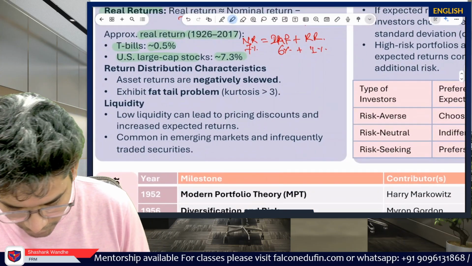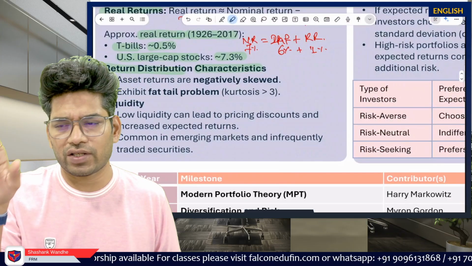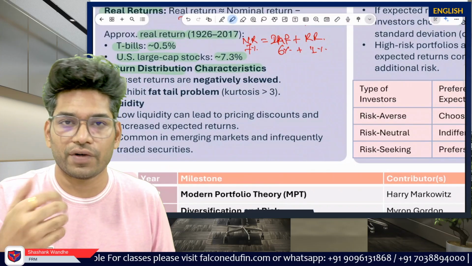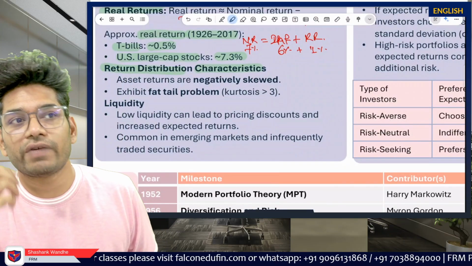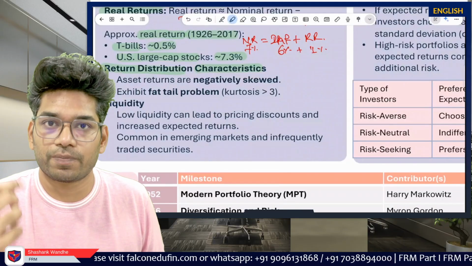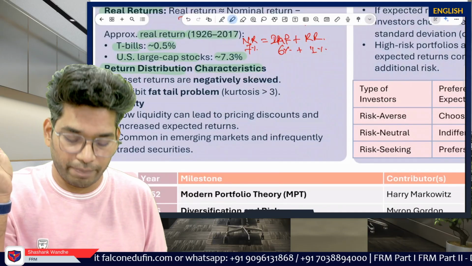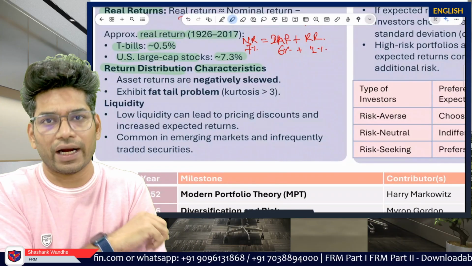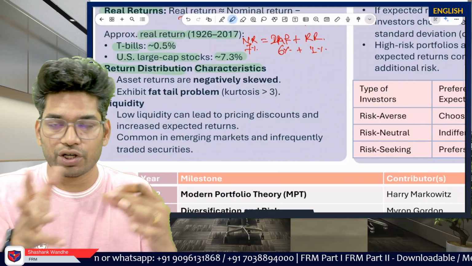Then the return distribution characteristics. Now we're discussing the quants: returns follow a distribution. These are assumptions. We generally assume the returns of any asset, equity or stocks follow the normal distribution, based on which we do the further analysis, because for hypothesis testing this is required. You need the normal distribution assumption for a lot of tests.